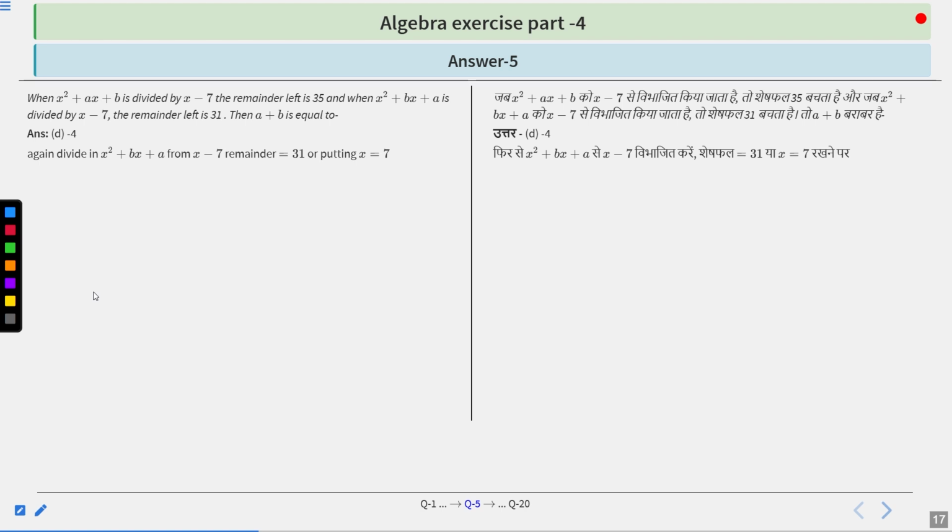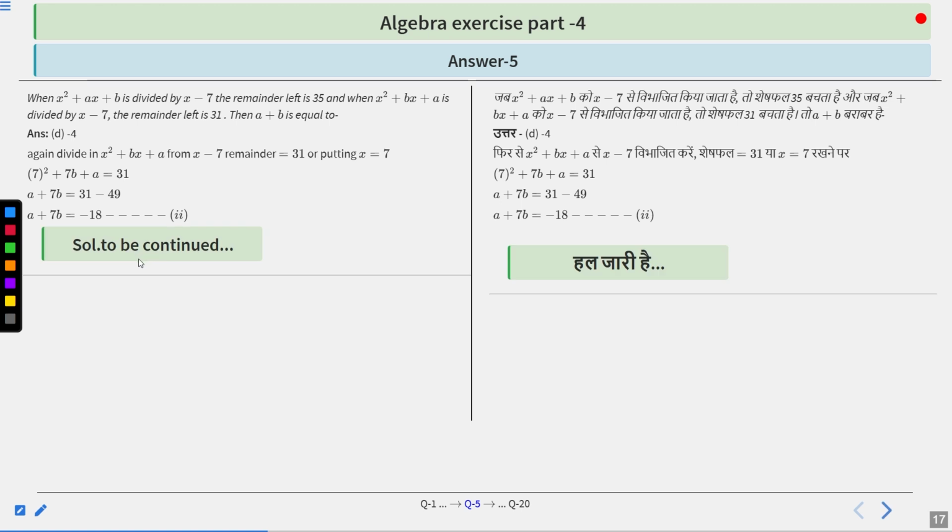Again dividing x square plus bx plus a by x minus 7, this time the remainder is 31. It means when we put the value of x equal to 7 in the equation, then the remainder is 31. Therefore, in place of x, we are going to put the value of x as 7. 7 square plus 7b plus a is equal to 31. A plus 7b is equal to 31 minus 7 square, that is 49. So a plus 7b is equal to 31 minus 49 is minus 18. So we have got our second equation.